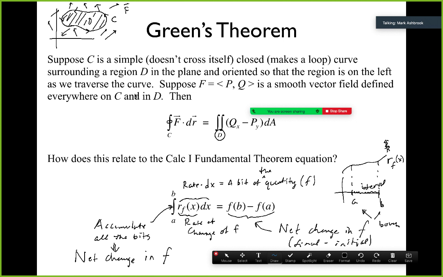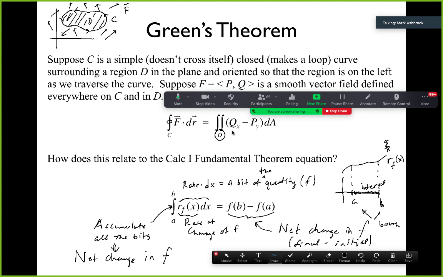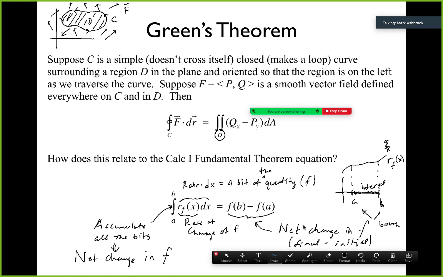So everything's stepped up one dimension, right? Now here the interior was like this interval. Now the interior is this region. And so we're accumulating across the interior bit by bit, dA by dA, and this is something of a rate function. And then this is the net change at the boundary, right? So it's the value of f at B minus the value at A. And since it's dealing with the boundary of the interval, that matches up with this because it's the boundary of our region.